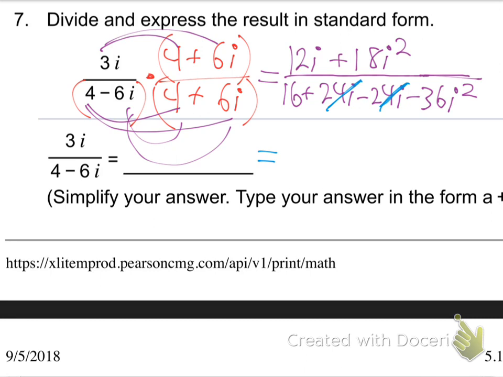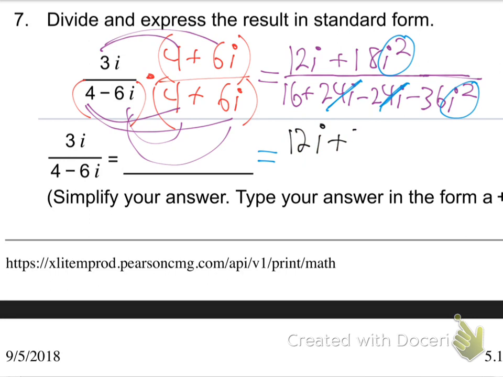Next, we replace this I squared here and this I squared there. What do both those I squareds become? Negative 1. We never leave I squared. We leave regular I, but we never leave I squared. Those become negative 1.